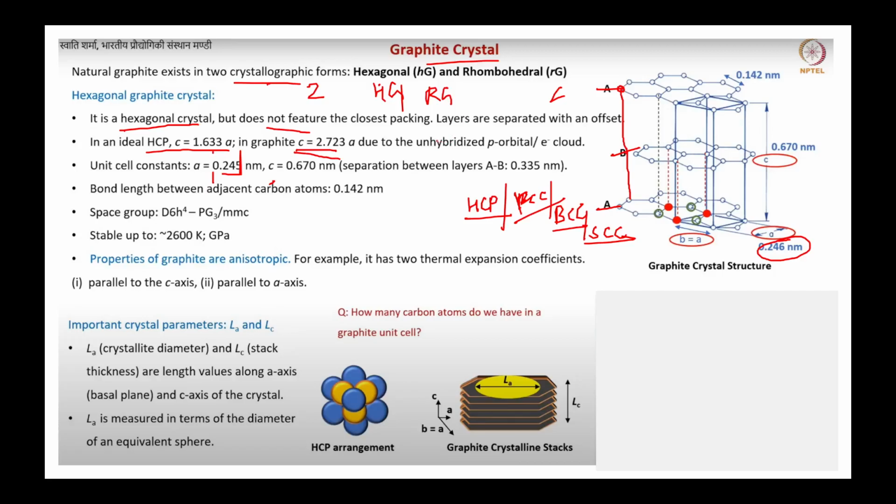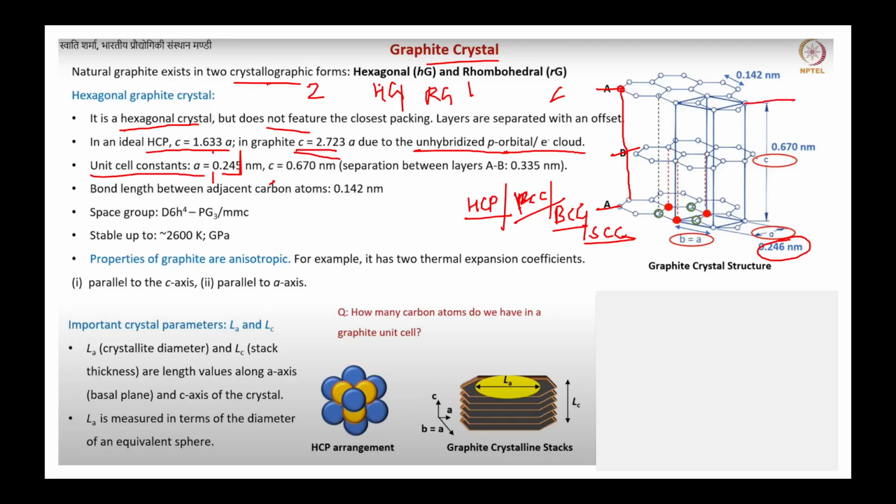If you remember, we have seen what is unhybridized p orbital in our previous lectures. We have seen the electron cloud, how the electrons are there, due to which the conduction will come. Now the unit cell constant A is 0.245 nanometer, and C value is also given. So separation between layer A and B will be half of the C value.